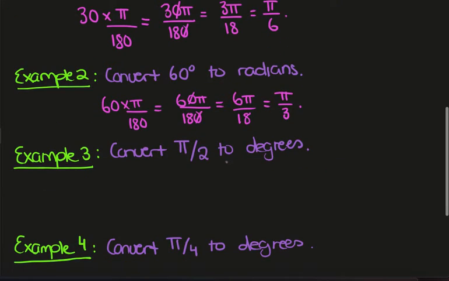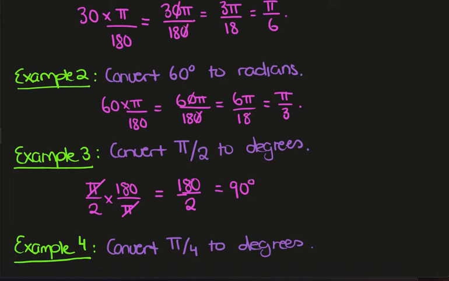If we have pi on 2, then what we want to do is convert that to degrees. So we're going to multiply by 180 and divide by pi. So the pi's will cancel, and I'll end up with 180 divided by 2, and that's just 90 degrees.